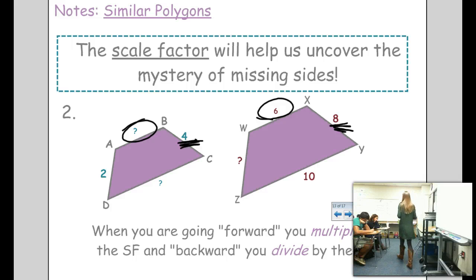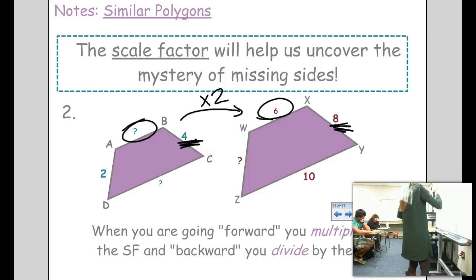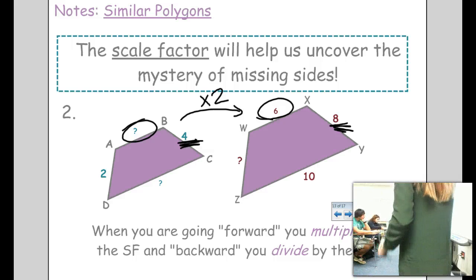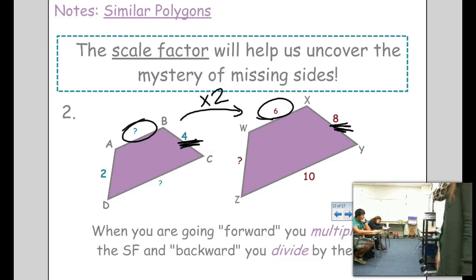So Ashley, what's the scale factor? Second over first. Very good. The scale factor is 2. That second shape is double my first shape. So to get from here to here, we are doing times 2. So what number can I multiply by 2 to get 6?